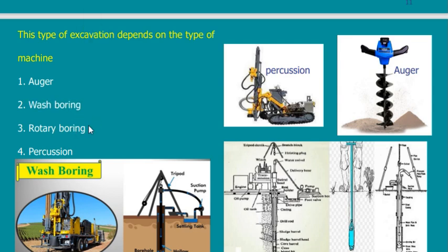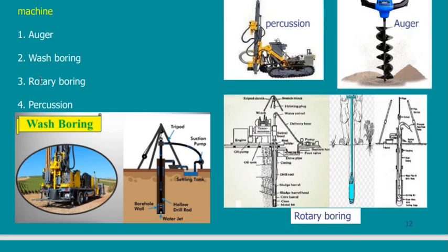You cannot test it. Then we have rotary boring. More or less rotary boring and auger, they are the same. The difference is that there is no screw, but there is a pipe that is being turned around in the ground, so it rotates and takes the sample inside of it. But the idea is rotation to penetrate the ground.